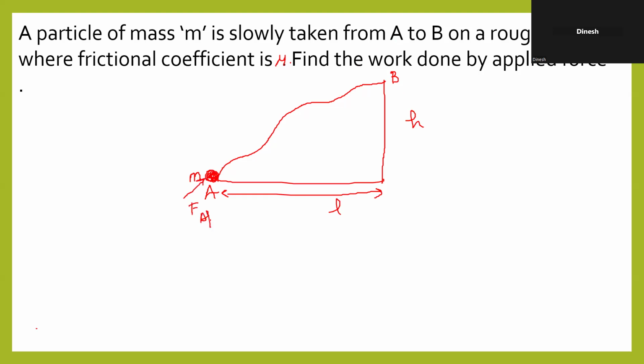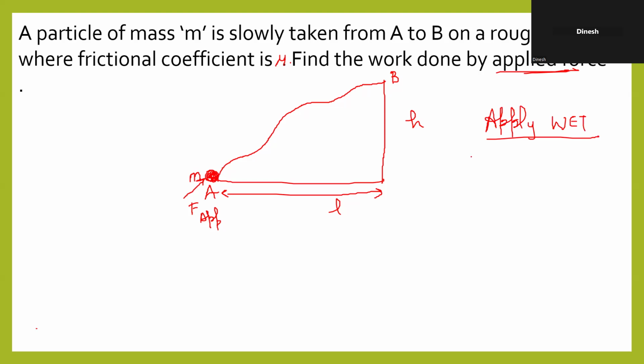So my question is, how much work is done by the applied force? Now, did they give the applied force? No. Did they provide any other information? No. Then we will use the work-energy theorem. If you don't know how to solve any question, always apply the work-energy theorem. Apply WET.